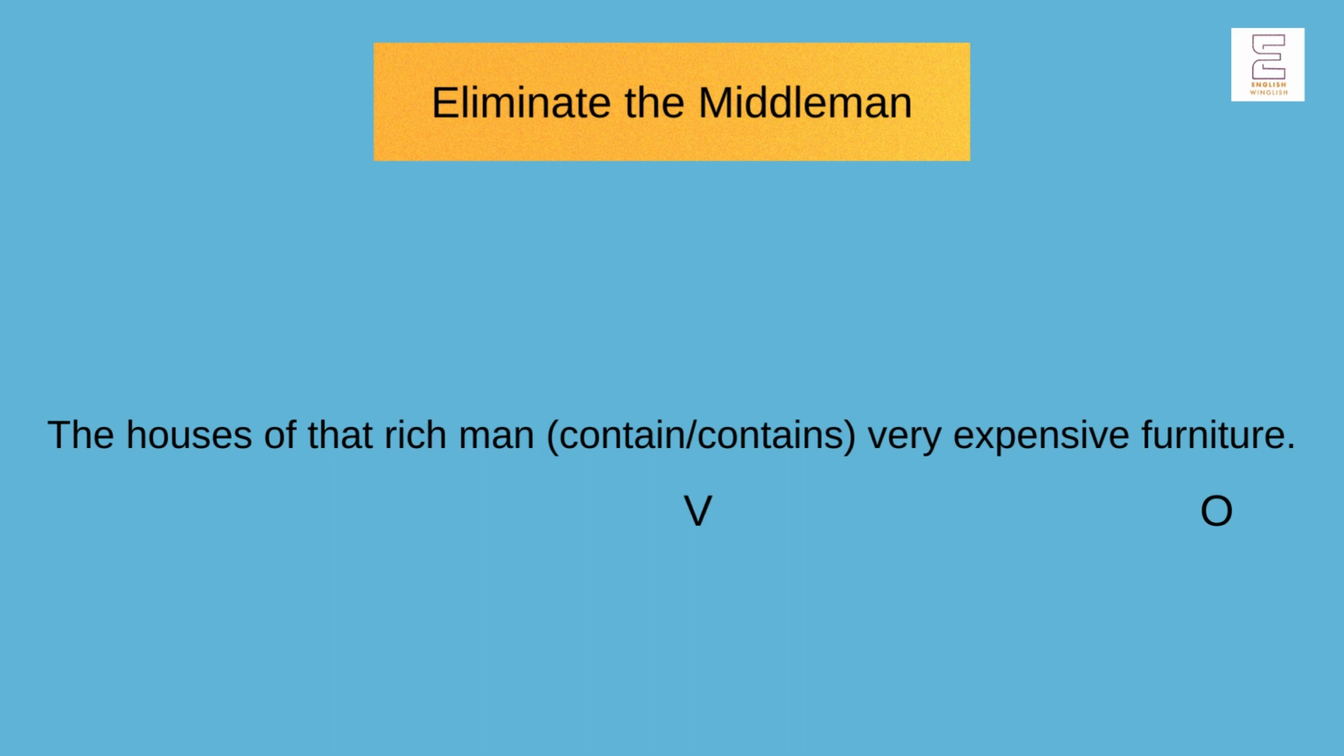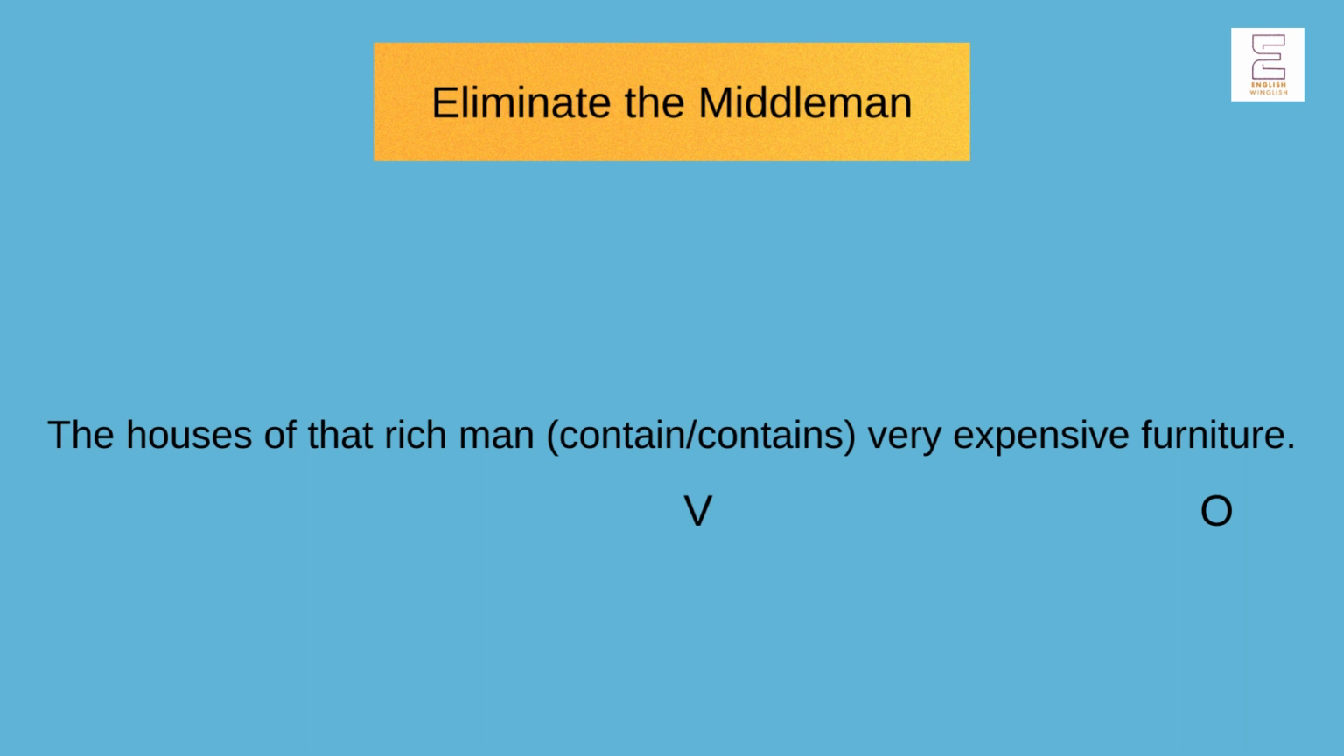Let's see this sentence. Here we have a clear object, that is furniture, and we have to choose the verb form, contain or contains. And in the subject position we have two nouns, houses and man. We have to decide whether we choose houses as the subject or the rich man.